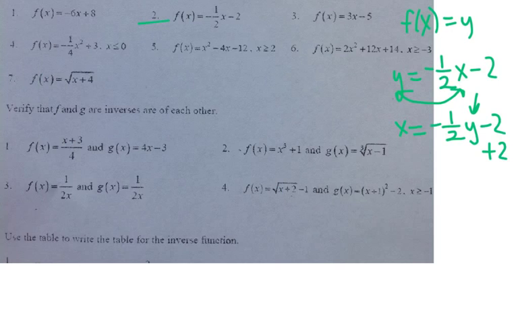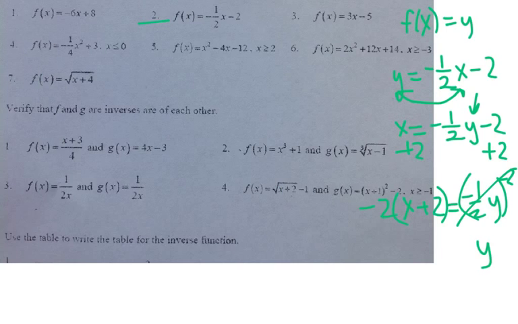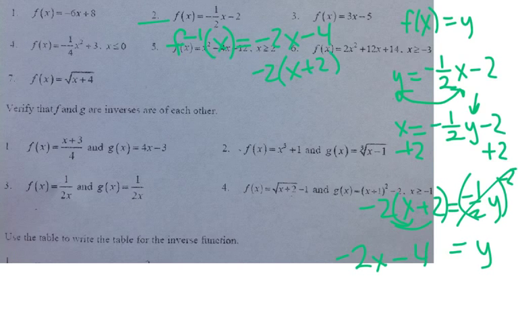So to solve for y, we'd add 2, so we'd get x plus 2 equals negative 1/2 y. So if I times by negative 2, those would cancel, leaving me with y equals negative 2x minus 4, because I can distribute that through. So what does that tell me? That tells me that my inverse here, f of negative 1 of x, is negative 2x minus 4. That's our inverse. Or you could have left it negative 2 times x plus 2, if that helps. Same thing.